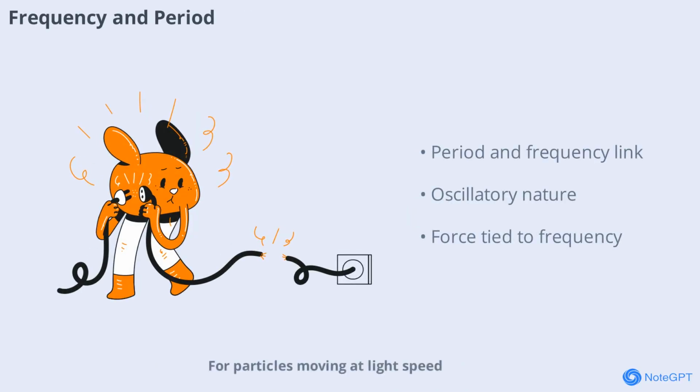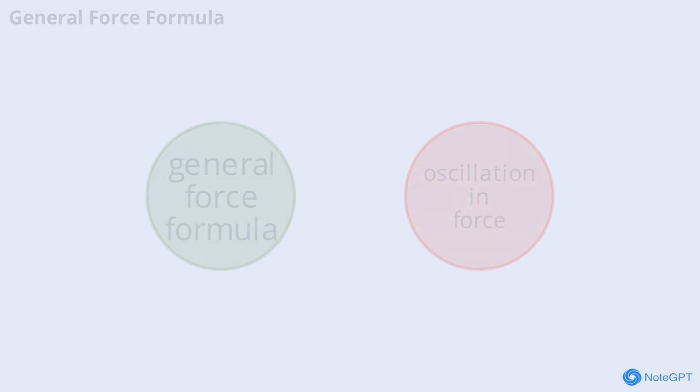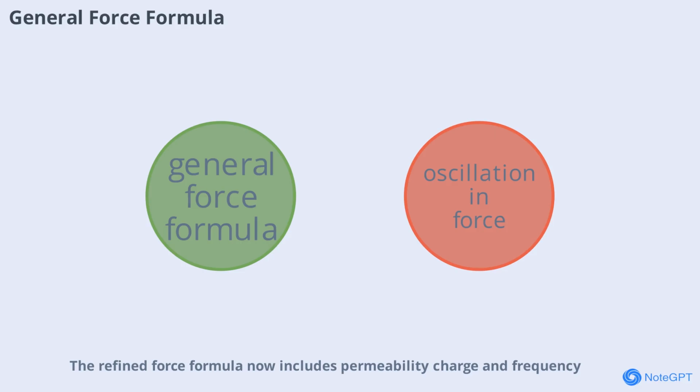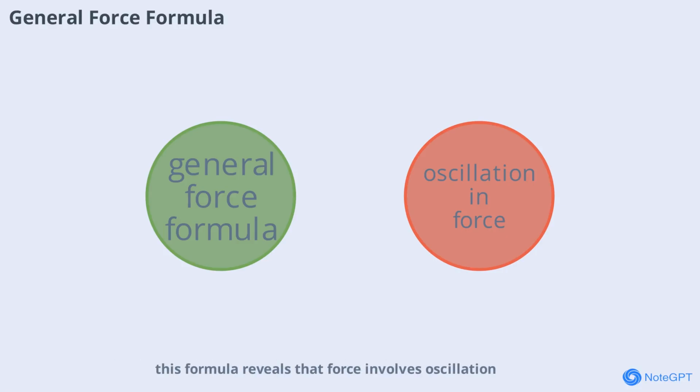For particles moving at light speed, the period t is the inverse of frequency f. This connection is vital because massless particles, such as photons, are characterized by their frequency. By substituting frequency into the force formula, we obtain a relationship that ties force directly to the oscillatory nature of these particles. The refined force formula now includes permeability, charge, and frequency. This general formula works for both massless and massive particles. Unlike classical mechanics, where force is simply a push or pull, this formula reveals that force involves oscillation. It captures the dynamic behavior of particles at both quantum and classical scales.